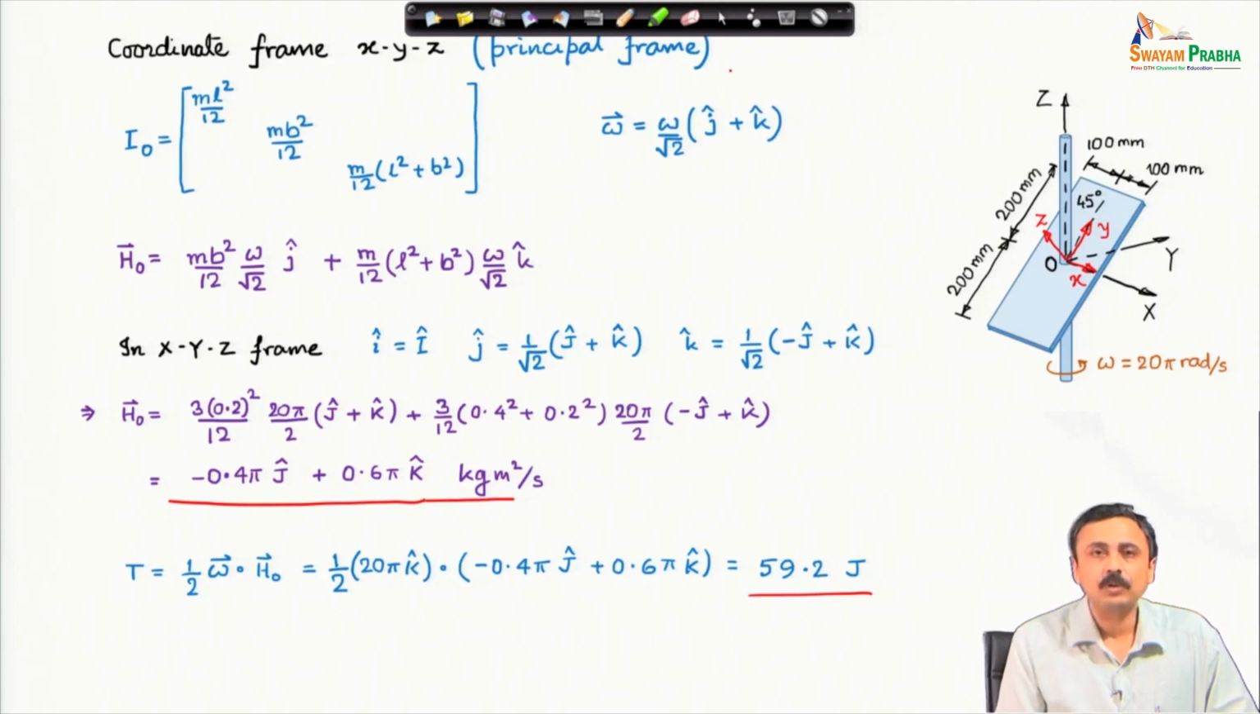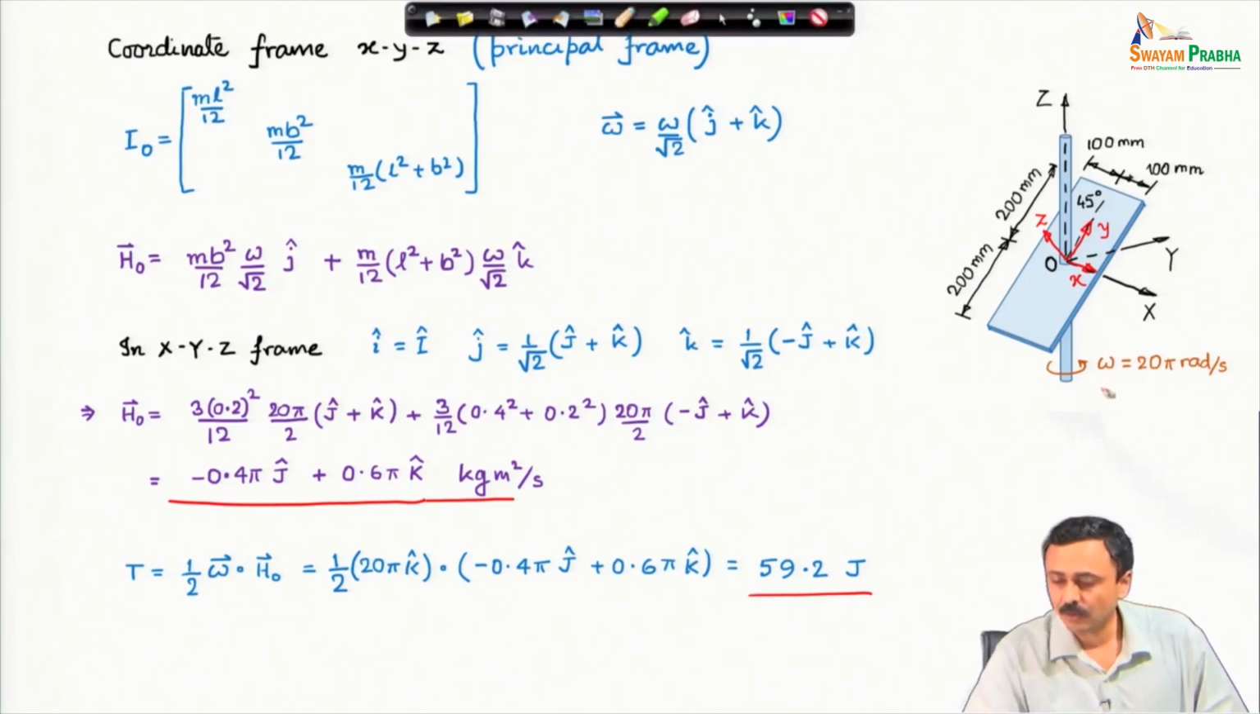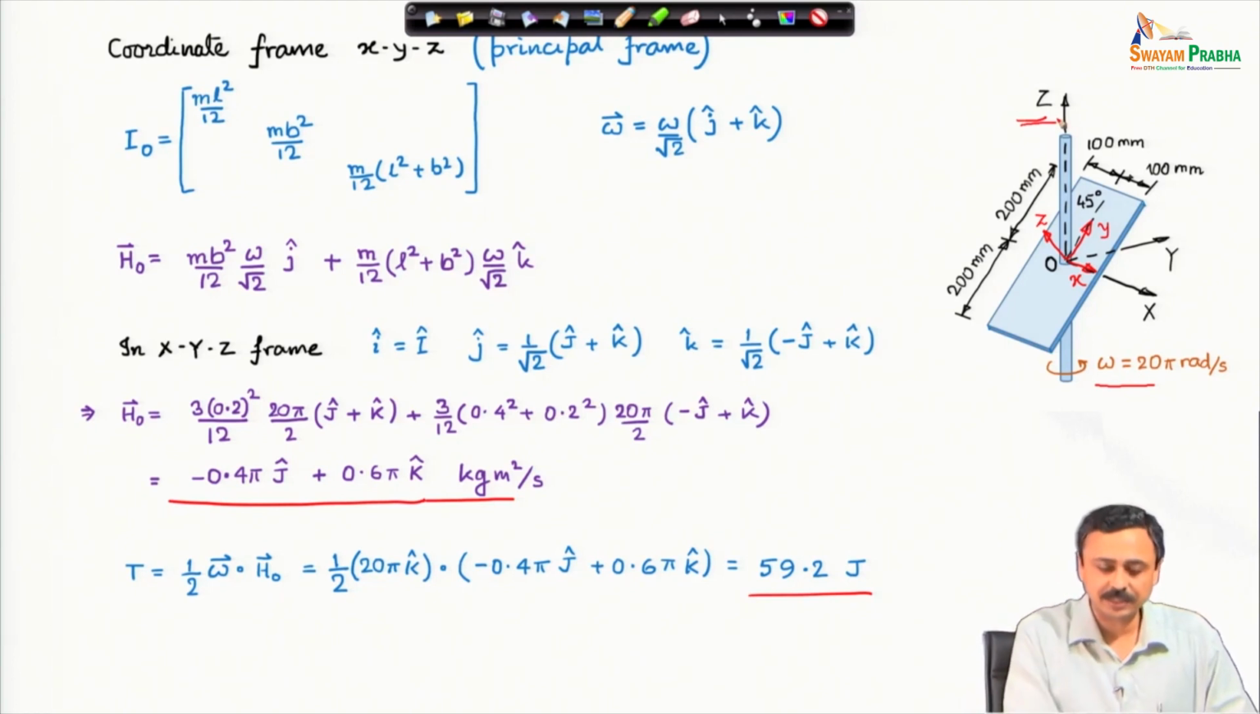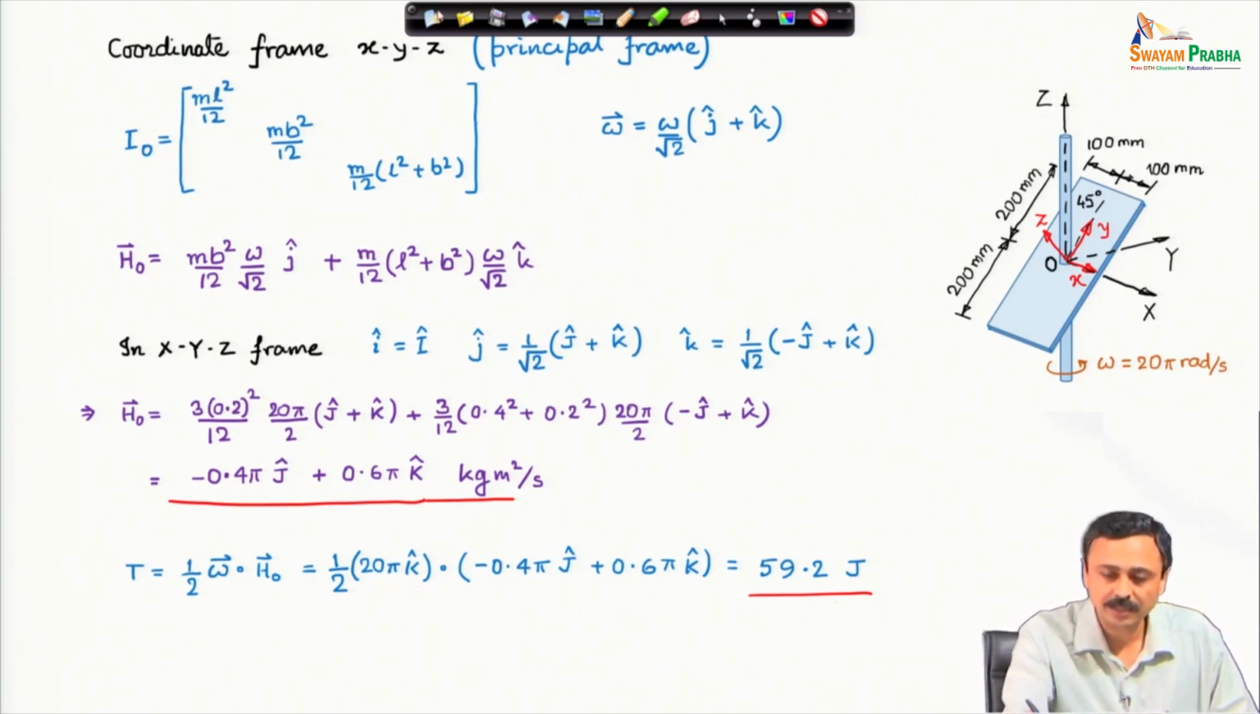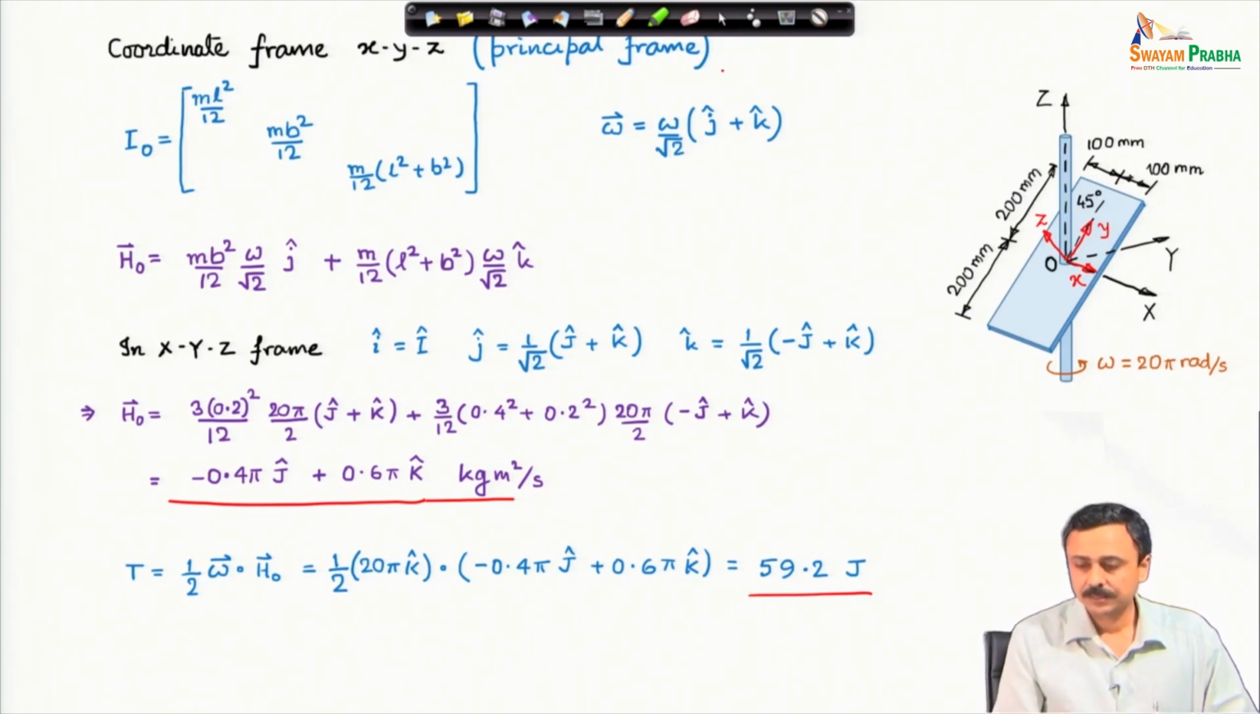Kinetic energy is 1/2 omega dot H O, and in the capital I cap, J cap, K cap frame, you can notice that omega, the angular velocity of the shaft, is in the capital Z direction. Therefore, its representation is very simple, 20 pi K cap. Therefore, 1/2 omega dot the angular momentum we have found gives us 59.2 joules, that is the kinetic energy of the plate.